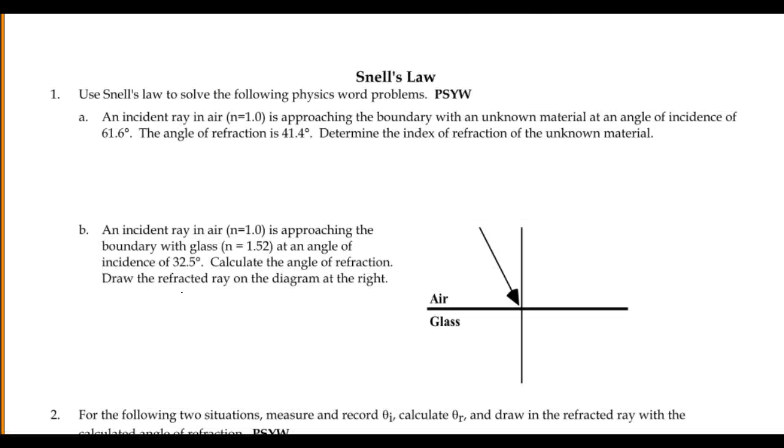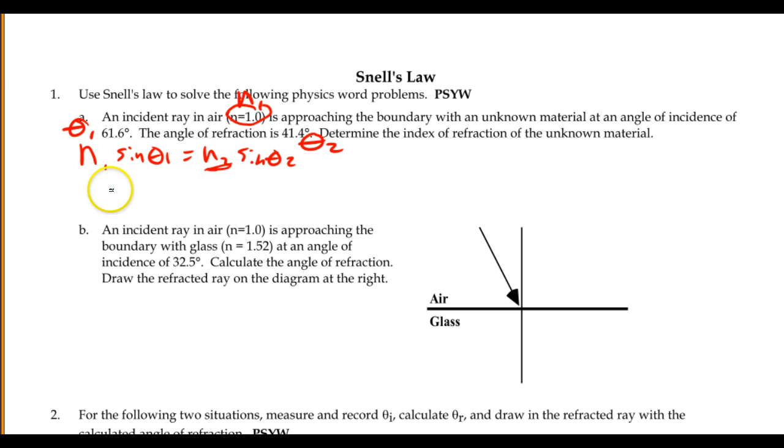Okay, so we're going to apply that down here to a couple of situations. So N1 sine theta 1 equals N2 sine theta 2. Now an incident ray in air, so this is going to be N1, is approaching the boundary of the unknown material at an angle of incidence of 61.6 degrees, so that's theta 1. And the angle of refraction, that's theta 2, is 41.4 degrees. We're going to try to figure out the index of refraction of the unknown material. We're going to try to figure out N2.